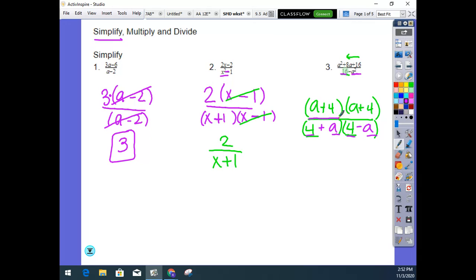Now, a plus 4, 4 plus a. Do those represent the same thing? Does it matter when you add? Does the order matter? No. Doesn't matter what order I add, these will cancel out. Those represent the same quantity. These are different though, so these are left over. This is your final answer.